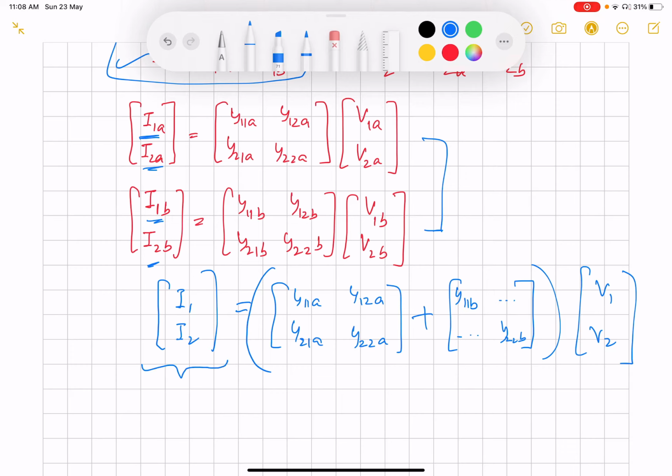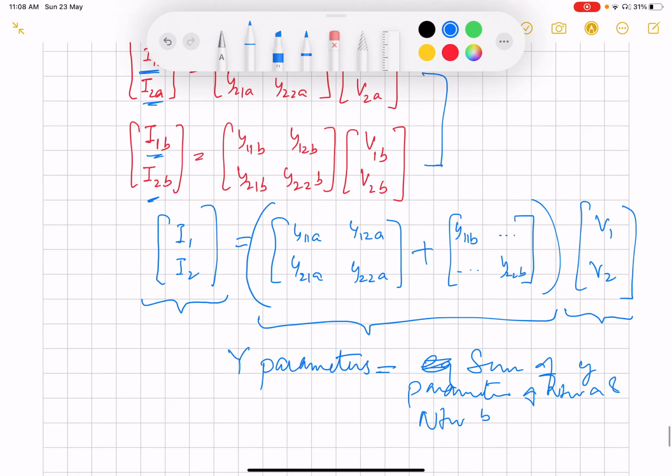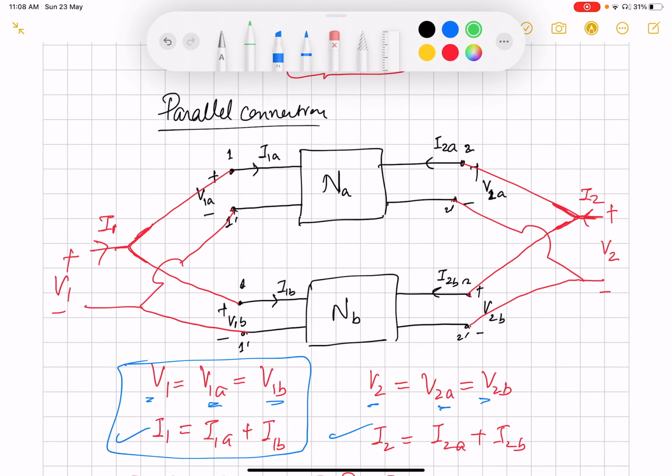the currents for the input and the output port, and the voltages for the input and the output port, and the resultant two port network has Y parameters equal to the sum of the two Y parameters. Y parameters are equal to the sum of Y parameters of network A and network B. So if you look at this overall two port network that we're obtaining because of this parallel connection, it is the sum of the Y parameters of network A and network B. So in conclusion, if we connect two port networks in parallel, the resultant two port network would have Y parameters which are equal to the sum of the Y parameters of network A and network B.